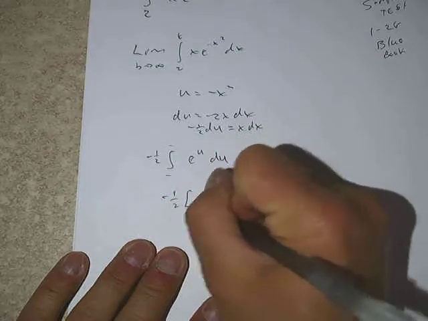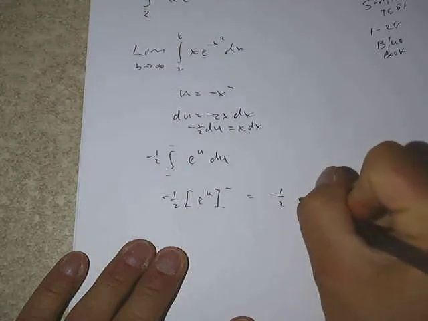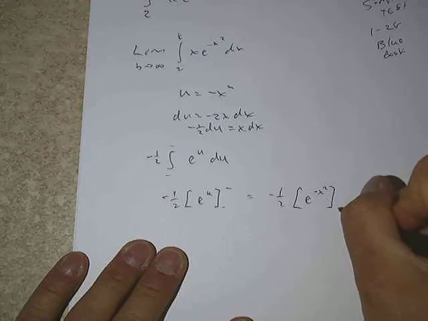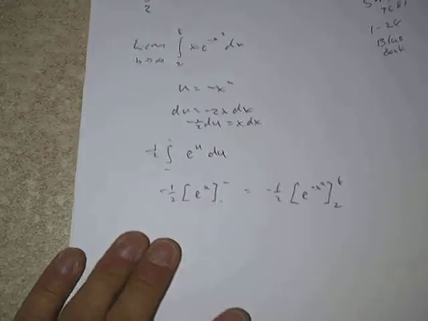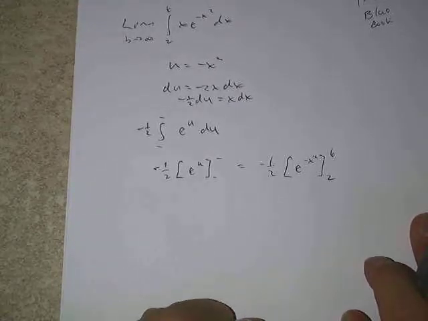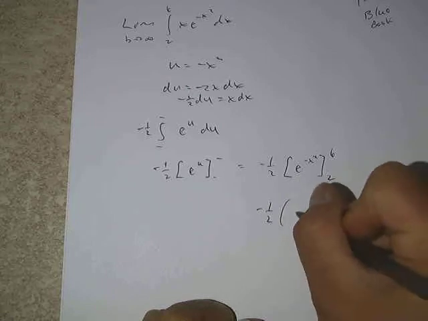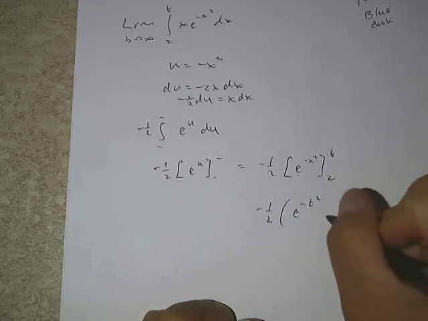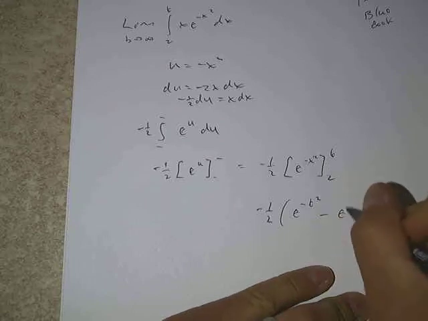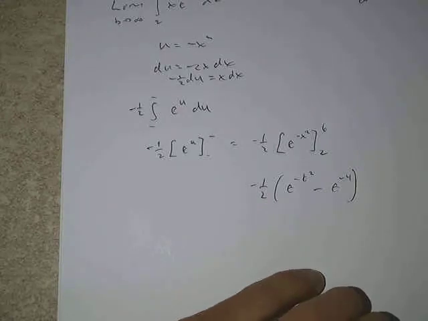We get negative 1/2 e to the u, negative 1/2 e to the negative x squared, from 2 to b. Alright, and if we put our b in there, we get negative 1/2 times e to the negative b squared minus, and we'd have e to the negative 4. Put a 2 in there.